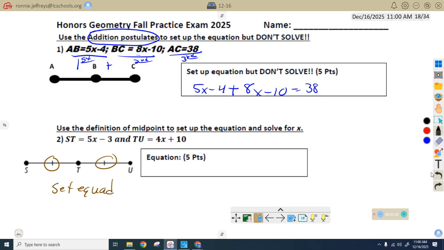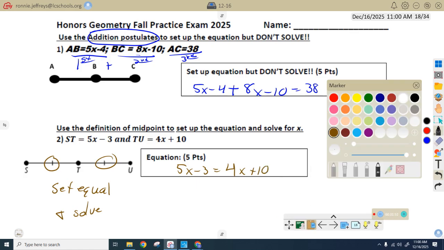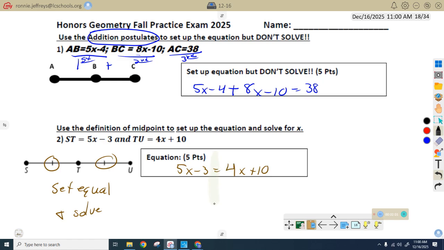What's going on with this thing? Equal and solve. So 5x minus 3 equals 4x plus 10. Now, this is where we started getting some very interesting math yesterday.